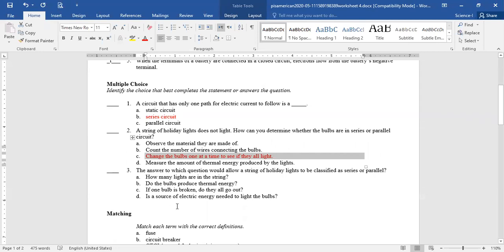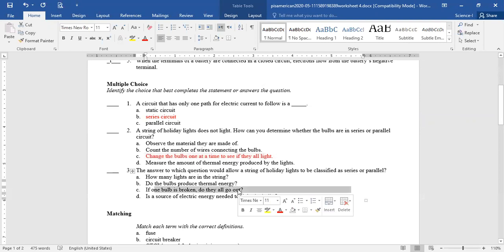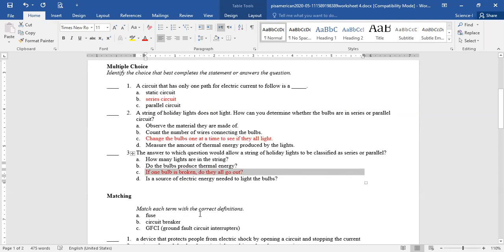See? So if one bulb is broken, do the others go out? The question here, okay? If one is damaged, is the other still working or not? That is the question which tells us whether it is connected in series or in parallel. Okay, so let's pass to the next one.